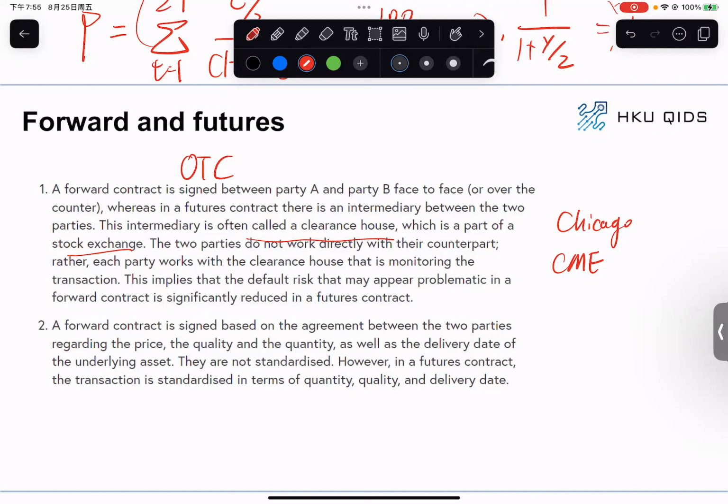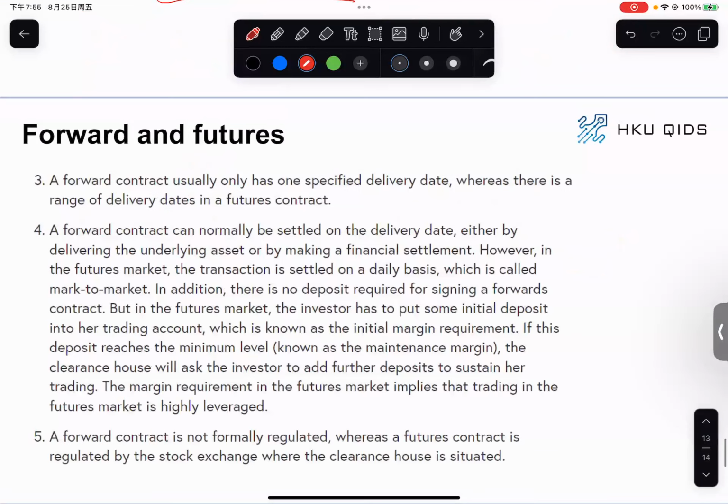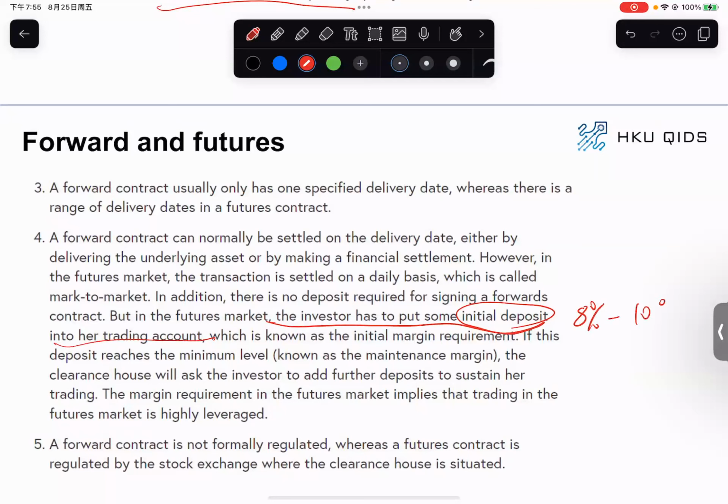And the second thing is that the forward is not standardized. You can customize any items or lines you want, but a future is usually standardized in terms of quantity, quality, and delivery date. And if you really trade by yourself, you can see it actually fixes the margin, which is the amount of money you need to put into the bank. Like I mentioned, you need to put some initial deposit into the trading account, which we call the initial margin. In China, it is really 8 to 10%.